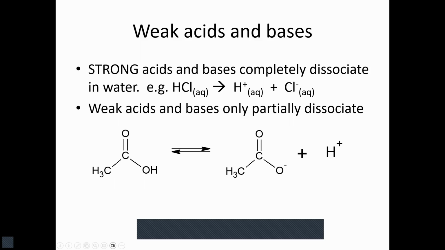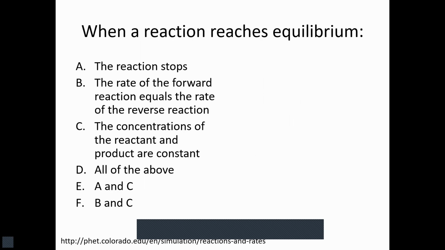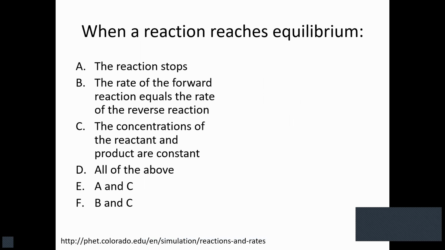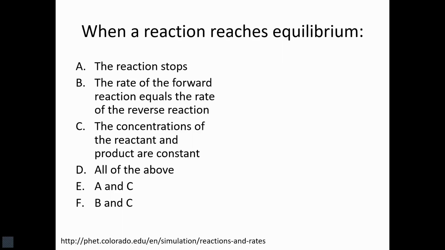So let's review for a minute what an equilibrium is. When we're at equilibrium, does it mean that the reaction stops? Does it mean that the rate of the forward reaction equals the rate of the reverse reaction? Does it mean that the concentrations of the reactant and product are constant? Does it mean that the concentrations are equal? Should have made that D instead. Does it mean all of the above? Does it mean A and C? Or does it mean B and C?